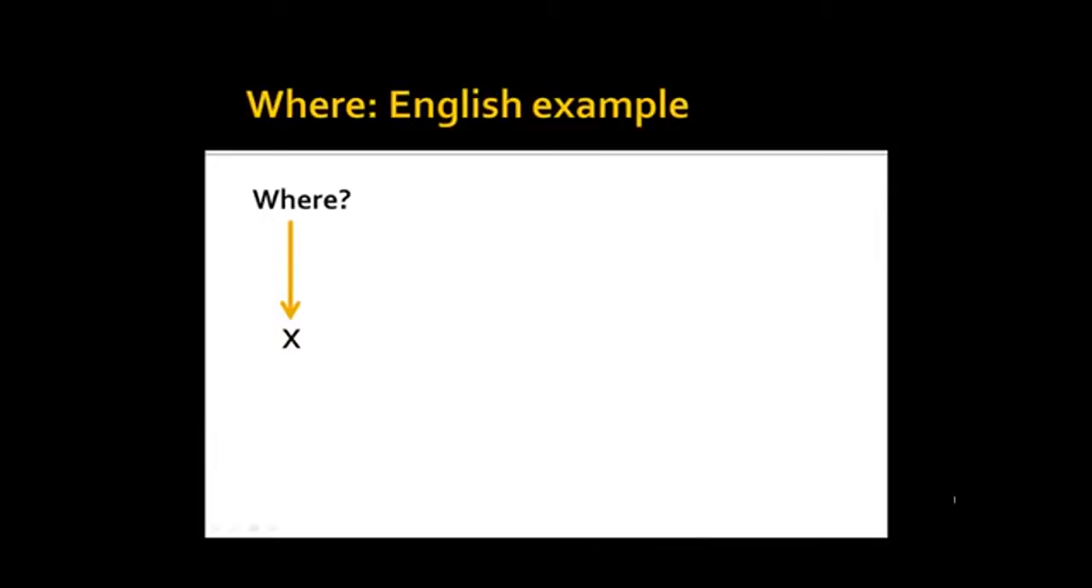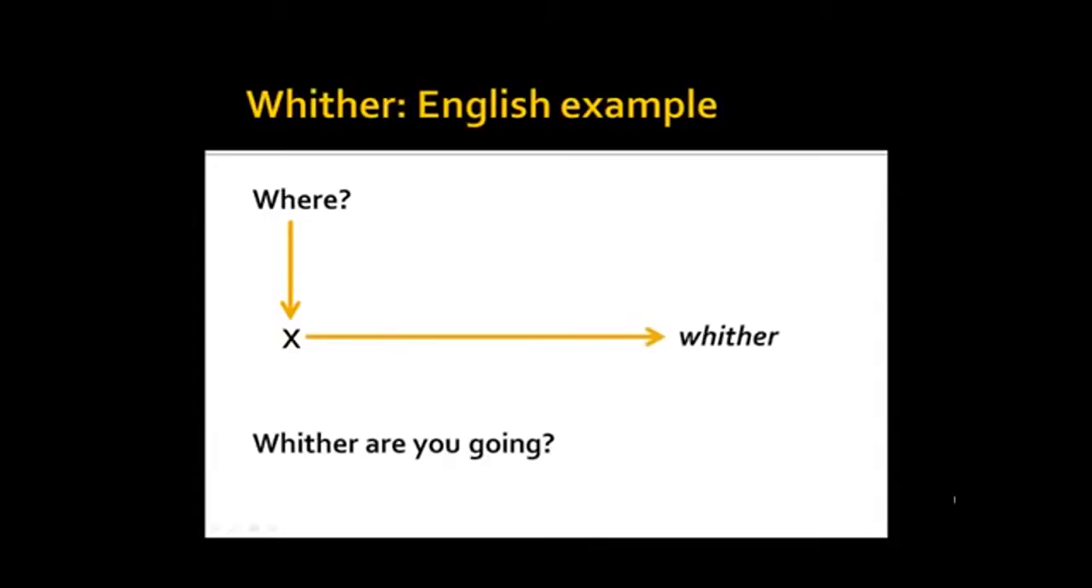Now, if someone is moving away from you, you use the Old English whither. Whither are you going? So in relation to me, the speaker, the person asking the question, whither are you going? You're going away from me, so I'd like to know more about where you're going. You would use the older English word whither.